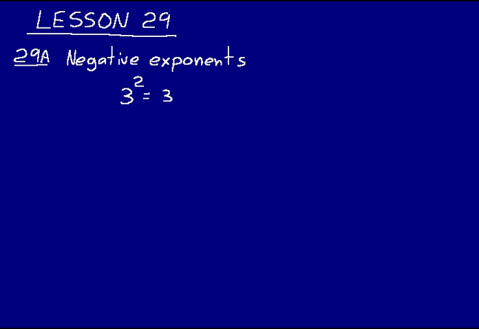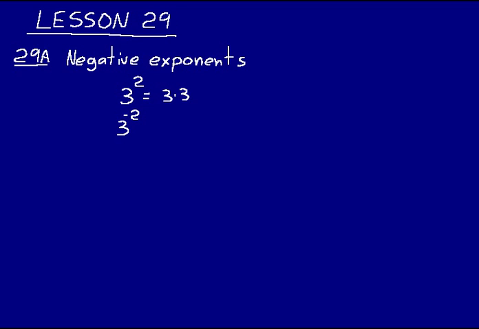In Lesson 29, we'll be working more with exponents, in particular negative exponents and zero exponents. Now, we've been working with positive exponents, like 3 squared, that's the same thing as saying 3 times 3. Well, what is 3 to the negative 2? What does that mean? Just like 3 squared, that's a definition. We've defined that to mean 3 times 3.